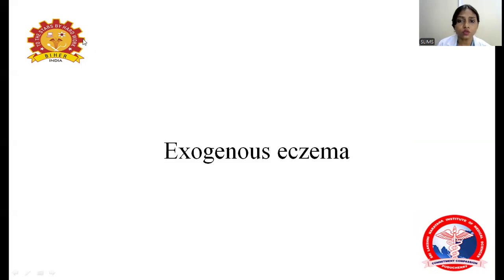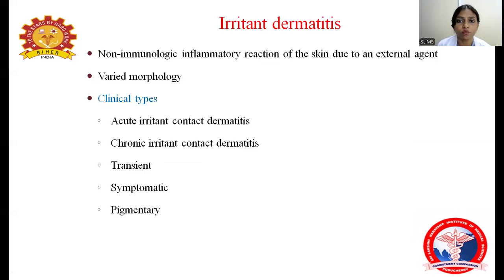Now we can go to exogenous eczema. Irritant dermatitis is a type of exogenous eczema, where any irritant can come in contact with your skin and produce dermatitis. So it is a non-immunological inflammatory reaction which occurs due to the presence of an external agent. The presentations can be varied, and the types of irritant dermatitis are acute irritant contact dermatitis, chronic irritant contact dermatitis, transient, symptomatic, and pigmentary.